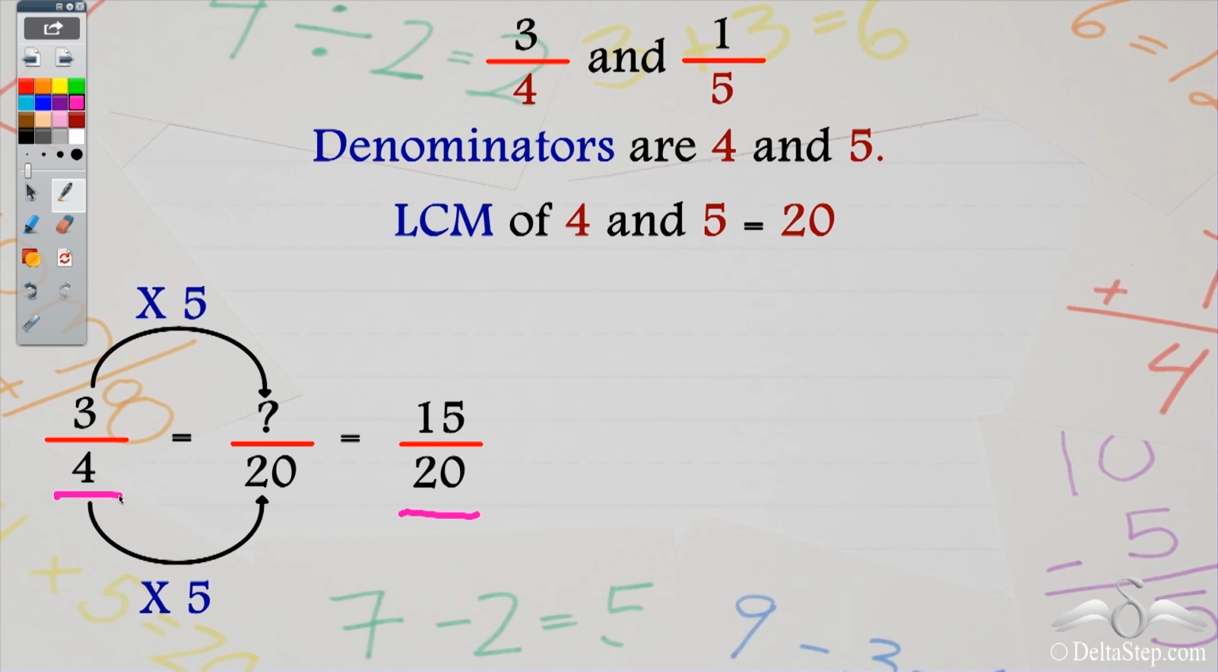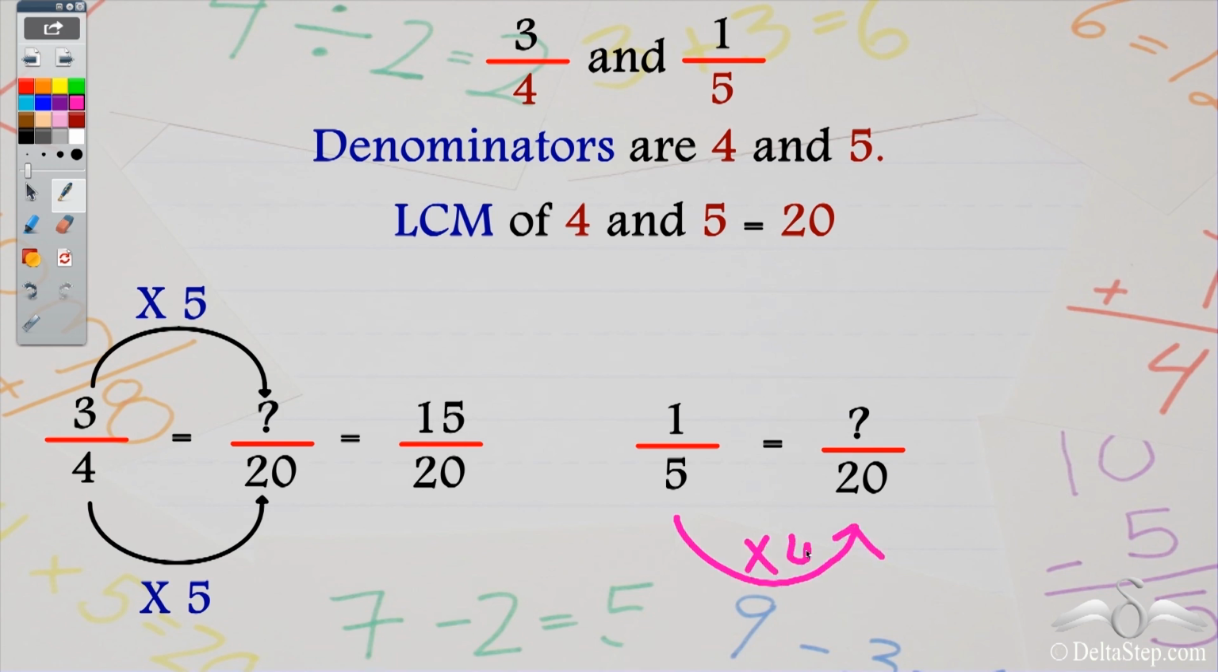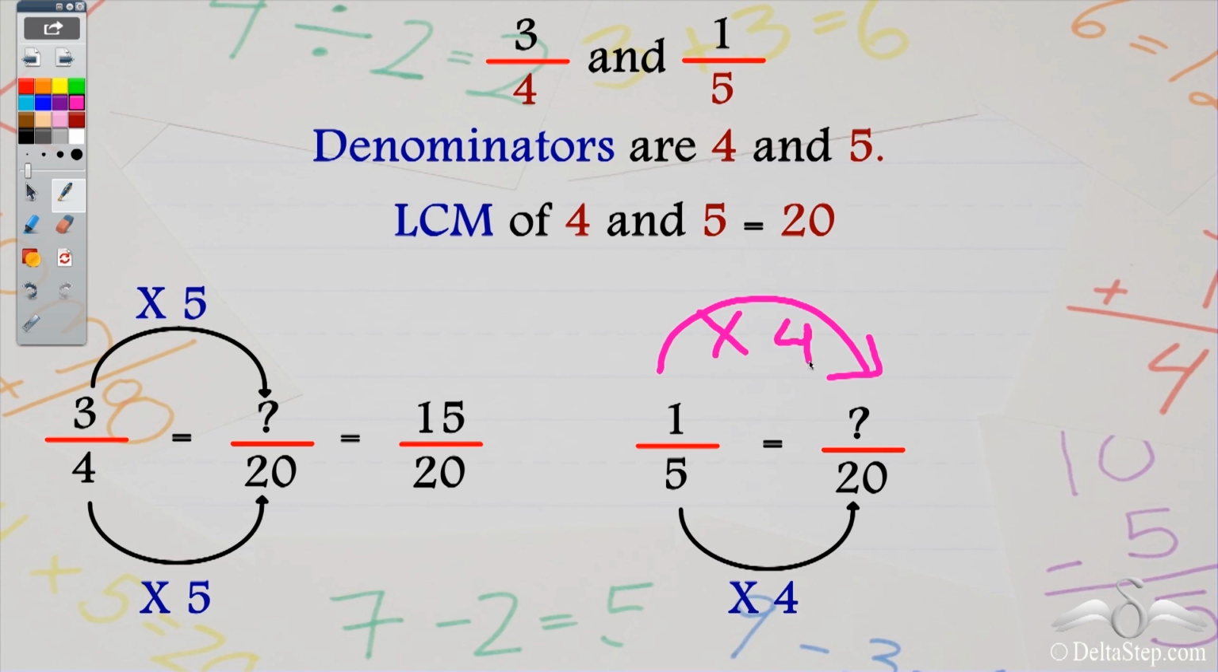Now, I need to make an equivalent fraction of 1 by 5 with denominator 20. How do we get 20 from 5? By multiplying with 4. So, 5 into 4 is 20. Similarly, to get an equivalent fraction, I need to multiply the numerator also by 4. Now, 1 into 4 will give me 4. And the denominator is already 20. So 4 by 20 is an equivalent fraction of 1 by 5.